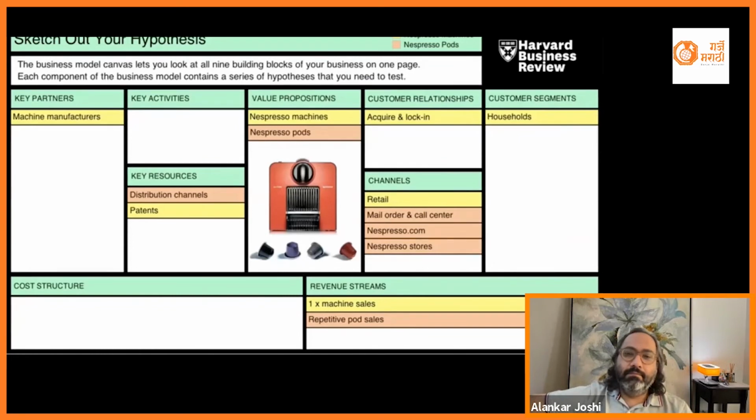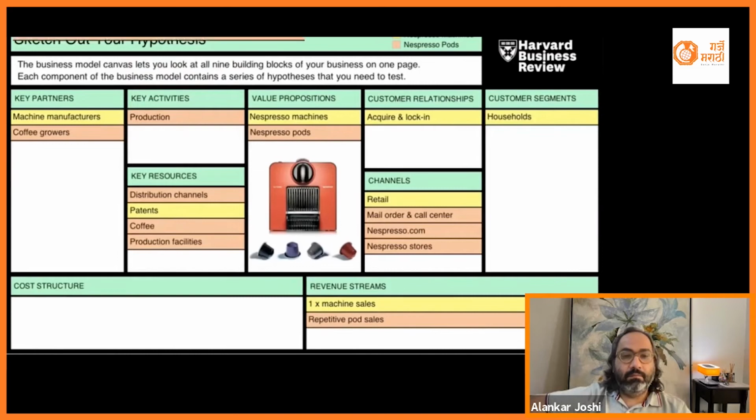Now let's look at the left-hand side of the business model canvas to see what they need to have to do what they plan to do on the right-hand side. First of all, they need coffee. So they work together with coffee growers, and they try to source some of the best coffee in the world, which they put in the pods. And the pods is something that they manufacture themselves. So production of the pods is an important key activity, and they have production facilities to do that. They churn out 12 billion pods every year, which is one of their main costs.